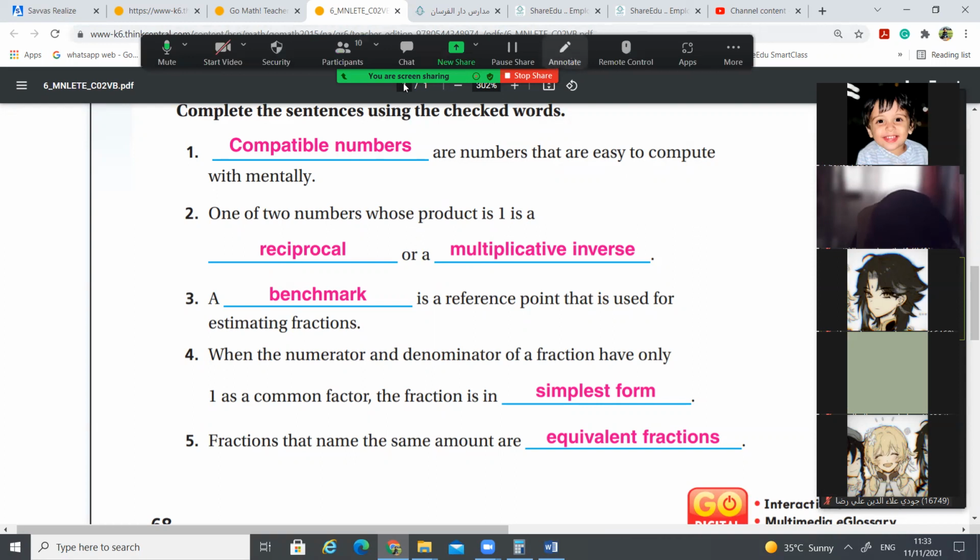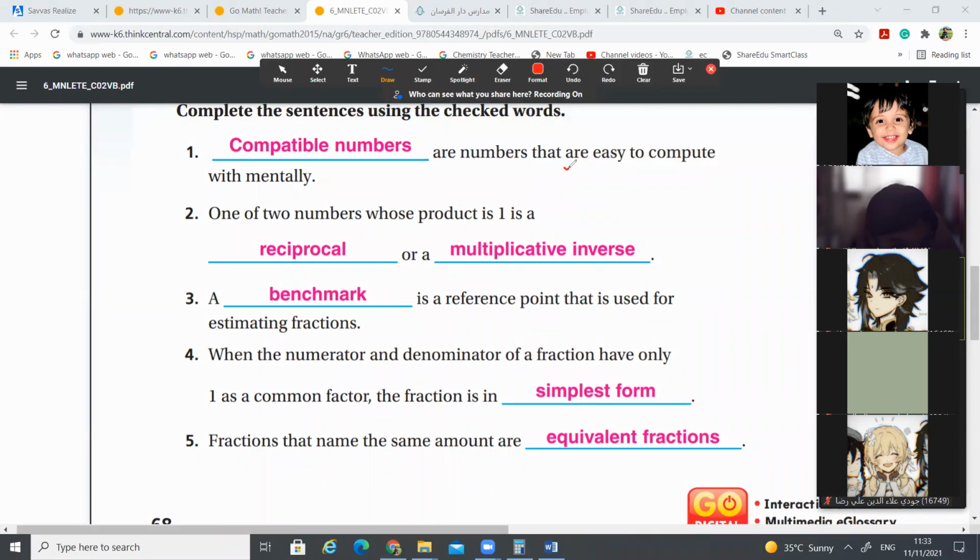Whenever you see this word here, compute, it means easy to compute. The numbers which are very simple are very easy to compute. They are very easy to calculate. When you see this word easy, you have to know they are compatible numbers. Next, you know that one of two numbers whose product is 1 is a reciprocal. For example, 3 and 1 by 3. What did I teach you? I told you if the product is 1, it's the reciprocal, the opposite. So the answer is always 1. It's called a multiplicative inverse.